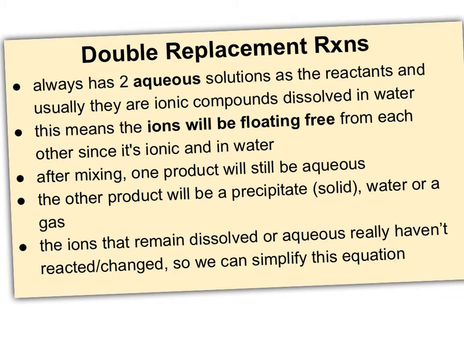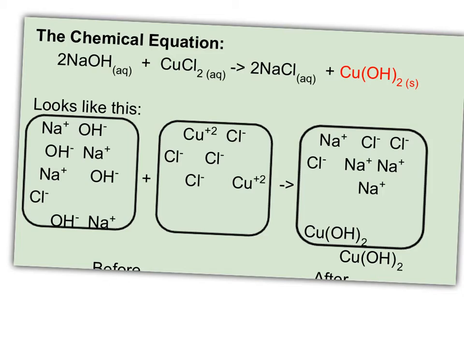After mixing, remember, one product will still be aqueous, but a double replacement reaction always produces either a precipitate, water, or a gas. And so the aqueous product that forms really hasn't undergone any change. Those ions were ions before, and they're still ions afterwards. So this is where we get this idea of simplifying the equation.